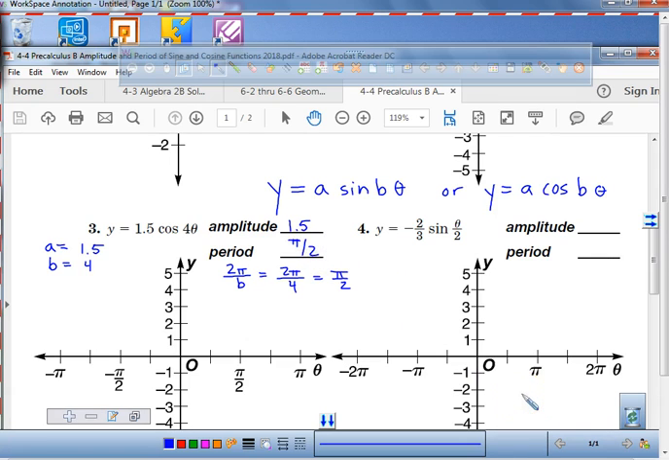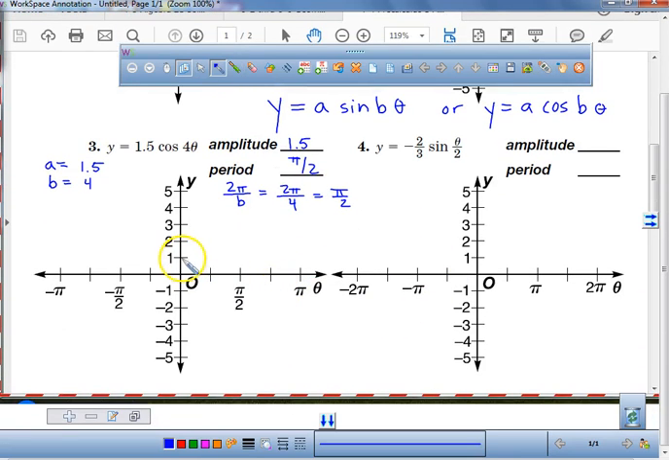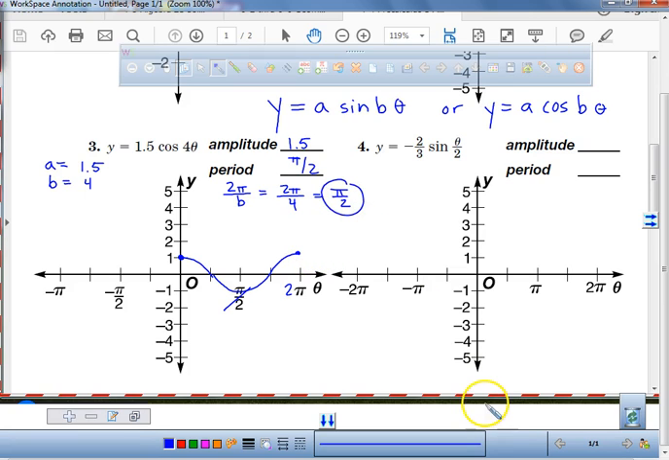Now I'm going to draw a typical cosine wave, what it would look like if it was just y equals cosine x. Don't do this on your paper. Typically you would start at 1, and it would go all the way to 2 pi. Let's pretend this is 2 pi. It would go down through here, back up, through here, and it would finish. The period of a typical cosine wave is 2 pi. Now our new one is going to be just pi over 2.